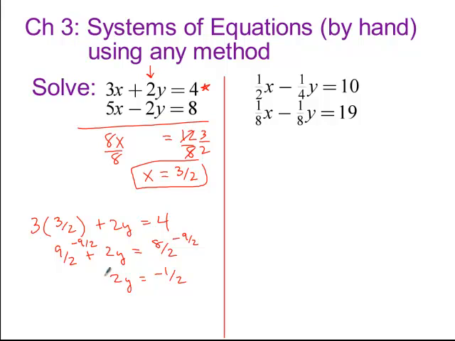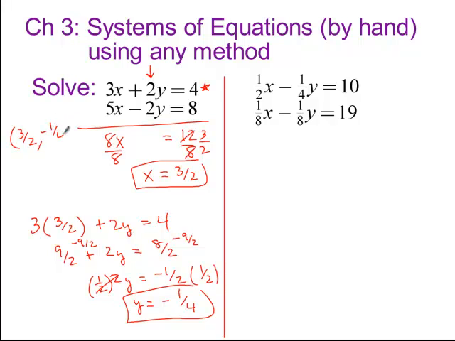And instead of dividing by 2, I'm going to get rid of my coefficient of 2 by multiplying both sides by 1/2. Those cancel, leaving y is equal to -1 over 2 times 2, or -1/4. So there would be my y coordinate. So my solution is the point 3/2, -1/4 as my answer.